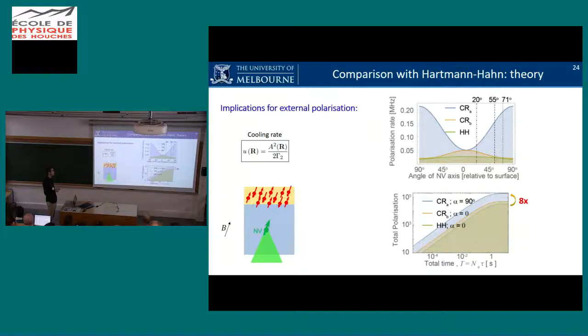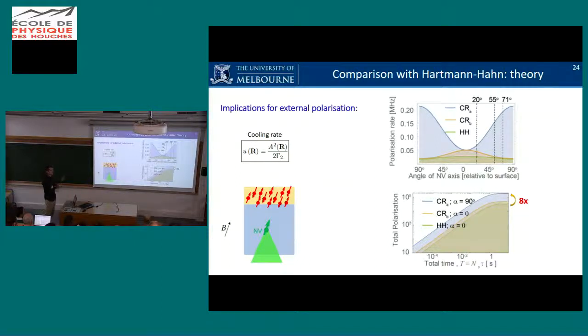And this graph shows here the polarization rate, effective polarization rate of an ensemble of spins, so semi-infinite volume of target spins here, as a function of the angle of the NV relative to the surface. So 0 degree is perpendicular to the surface, 90 degree parallel. And we find that cross-relaxation in blue here is always stronger than Hartmann-Hahn in green. And there is actually a large difference, even if you compare the optimal case, 0 degree for Hartmann-Hahn here and 90 degree, you have a factor 8 pretty much between the two, which is significant.